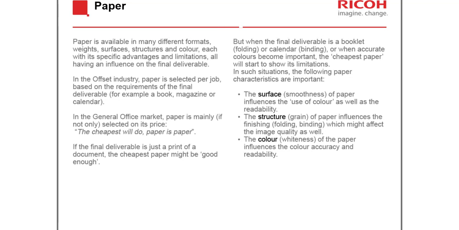But when the final deliverable is a booklet or calendar, or when accurate colors become important, the cheapest paper will start to show its limitations. In such situations, the following paper characteristics are important. The surface, or smoothness, of paper influences the use of color as well as the readability. The structure, or grain, of paper influences the finishing, which might affect the image quality as well. The color, or whiteness, of the paper influences the color accuracy and readability.